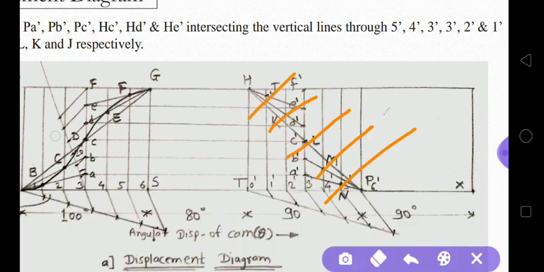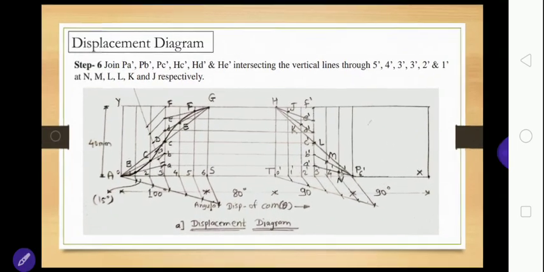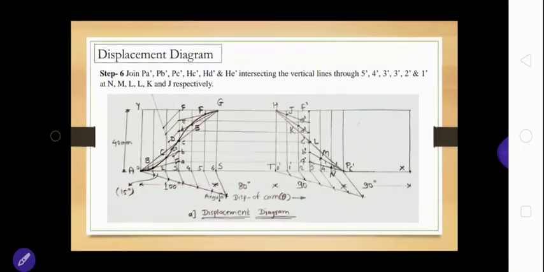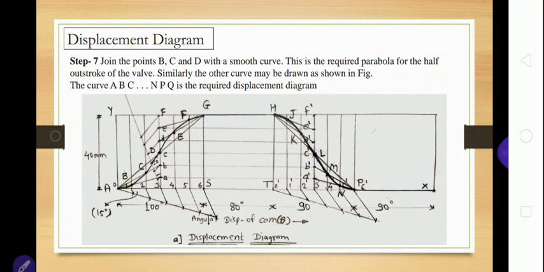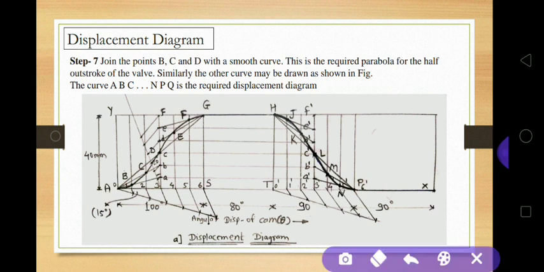In the next step, join these points with a smooth curve, and this curve is given the name H, J, K, L, M, N. So finally we have got one curve starting from A to G, G to H, H to P and P to X. During the dwell period you can observe that from G to H, no displacement, it is constant. During the second dwell also the displacement is constant.